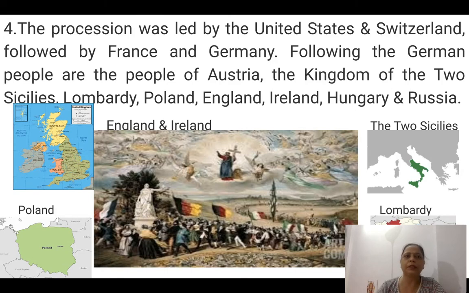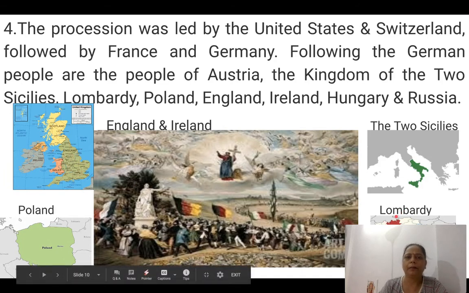Following the German people are the people of Austria, Kingdom of the Two Sicilies, Italy. In Italy, smaller states were there. Okay. Then Lombardy, this is the area. Poland, this is the map of Poland. England, Ireland, Hungary, and Russia.